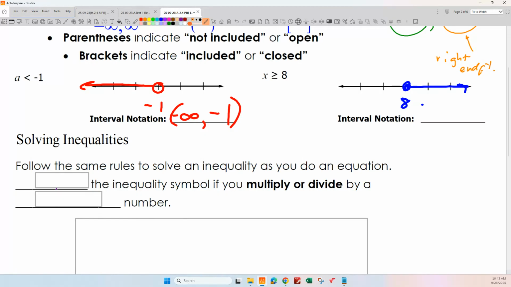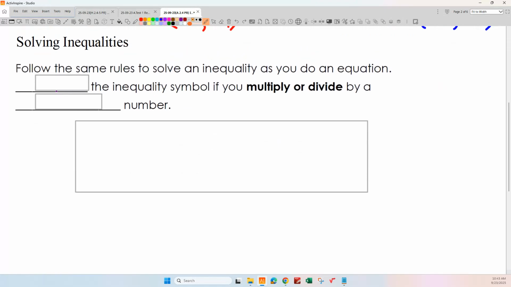How about this one, the blue one? What goes to the left of the comma? 8. With what kind of enclosure? A bracket, because we are including the endpoint. That's filled in. What goes to the right? Positive infinity, because it goes forever. The arrow means it goes forever. And that has to go with parenthesis. Good. You got it. That's interval notation. No big deal.